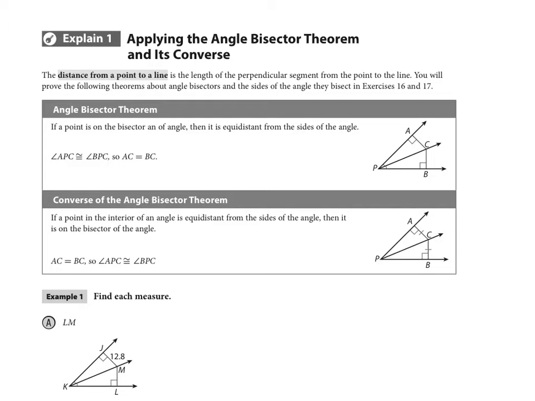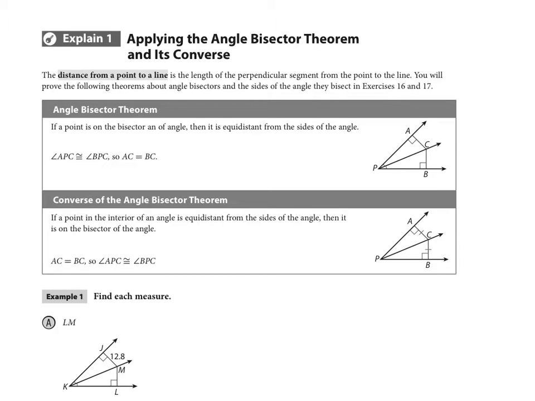On page 372, we're talking about the distance from a point to a line, and that is always drawn as a perpendicular segment from the point to that line. So you can see in the picture of the angle bisector theorem, this point C, which is on the angle bisector, is drawn at the same distance. CA and CB are the same. So it's equidistant from the sides of the angle.